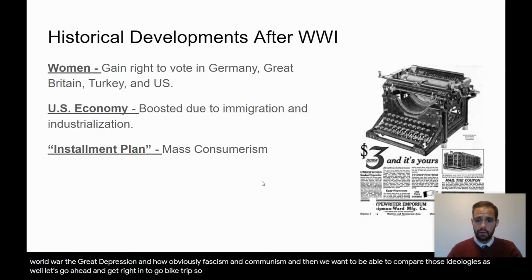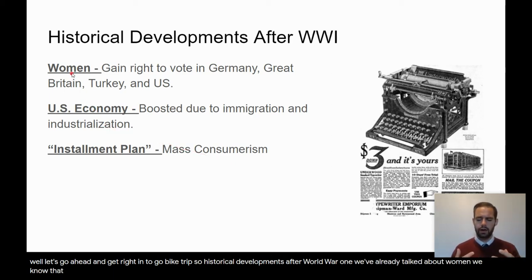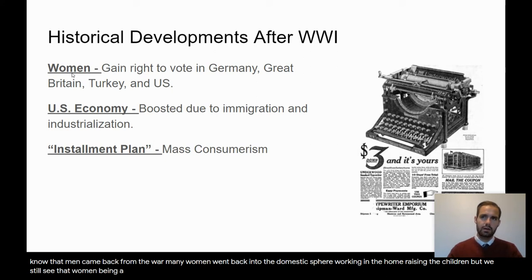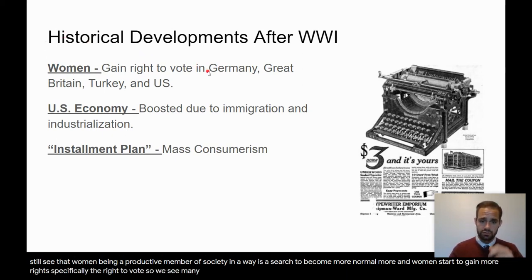So, historical developments after World War I. We've already talked about women. We know that men came back from the war and many women went back into the domestic sphere, working in the home, raising the children. But we still see that women being a productive member of society starts to become more normal. So women in the workplace becomes more normal, and women start to gain more rights, specifically the right to vote. So we see many major countries like Germany, Great Britain, even Turkey and the United States, where women gain the right to vote.